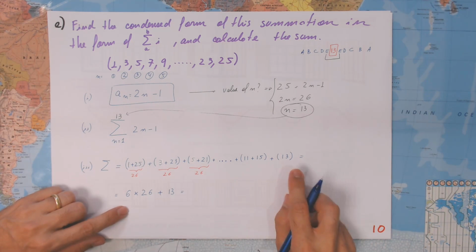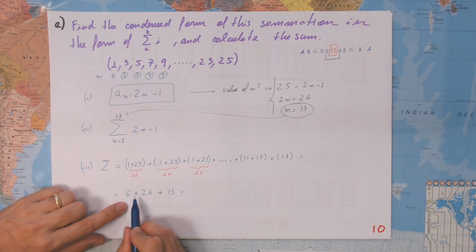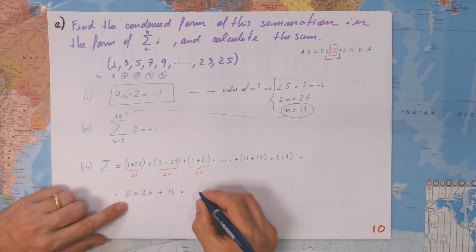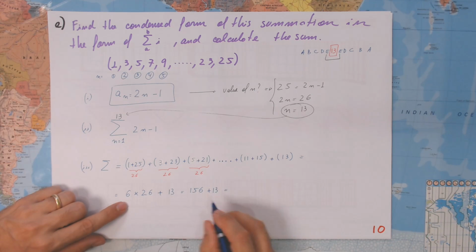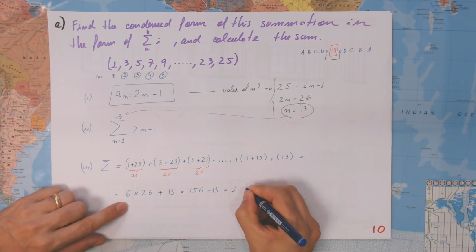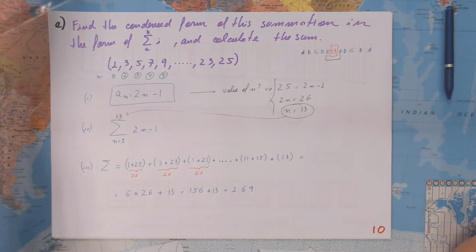Okay? And what is that? 20 times 6 is 120. 120 with 36 is 156, plus 13. Okay? This is 169, right? 169. And that is the answer.